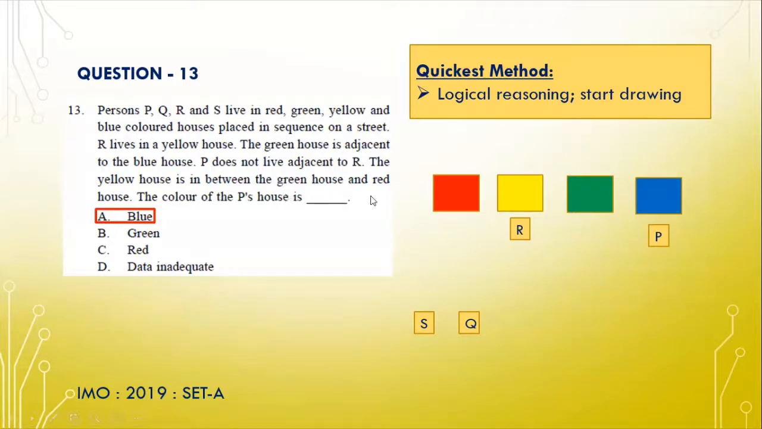So what is the color of P's house? P cannot be red, and P cannot be green, because P does not live adjacent to R. P is not the neighbor of R. So the only option is that P lives in the blue house. The color of P's house is blue.